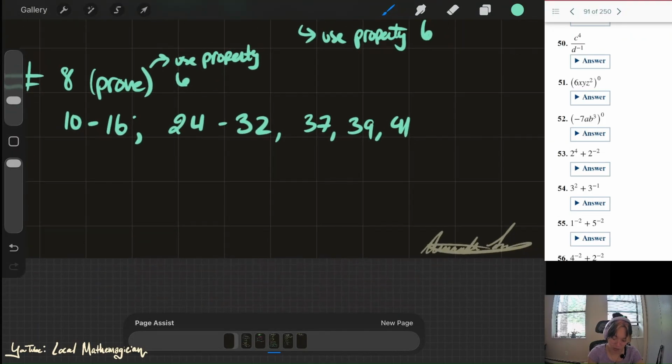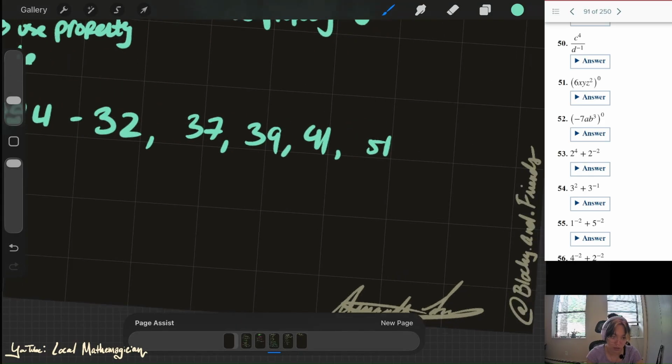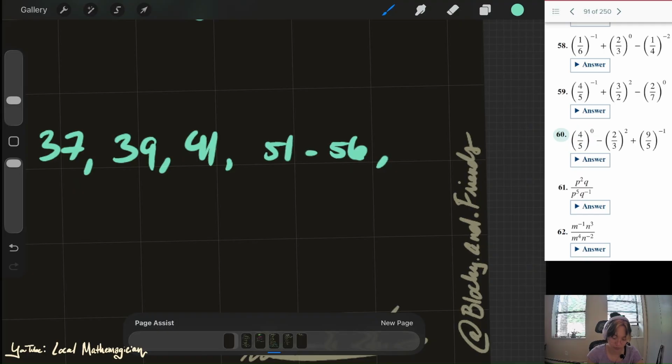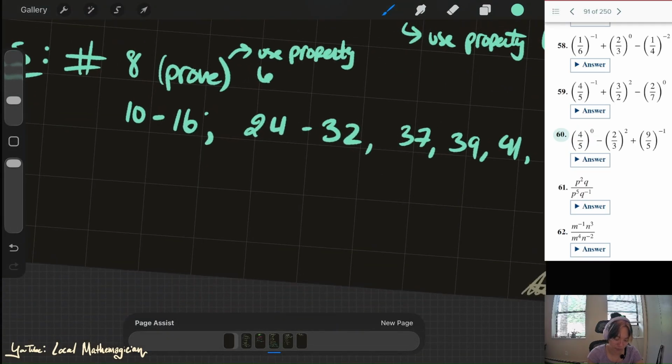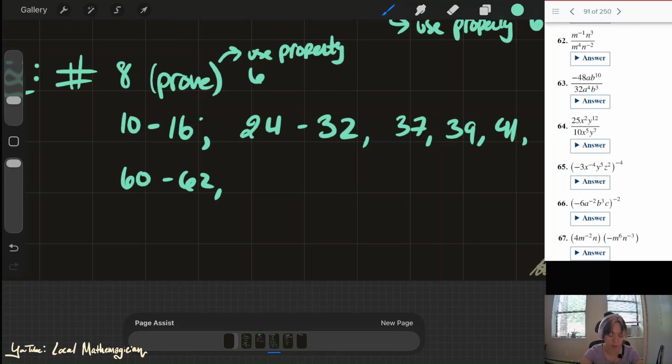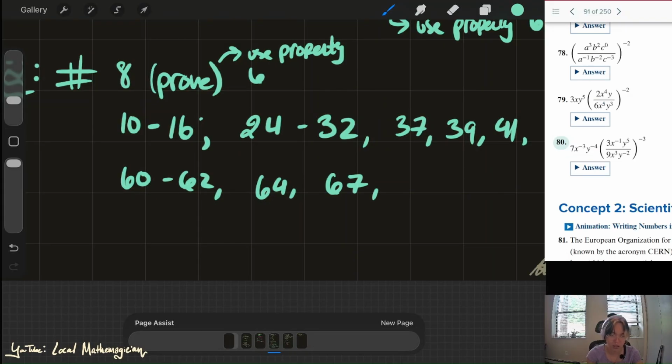I want 51 through, let's say 56. 60, 61, or 60 through 62. It feels like a lot of these problems are actually pretty quick once you get the hang of them. 64, 67. Go on, giggle, do it. And 80.